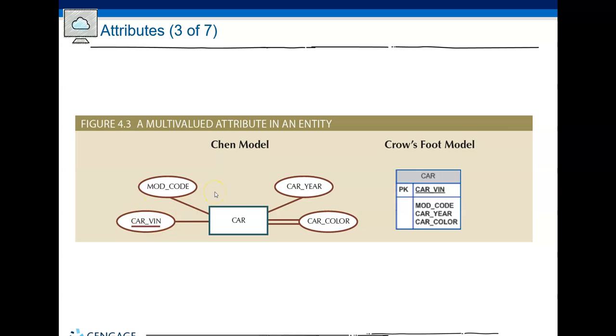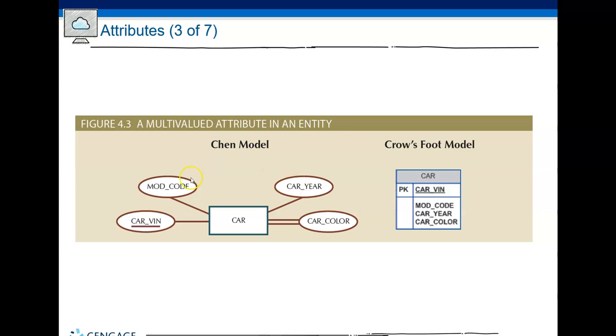Multi-valued attribute in an entity. I'm not sure what it's saying here. Maybe they're talking about car color, because a car can have more than one color. So this notation doesn't come up a whole lot, so don't worry about it. But I think that's what it's saying, because the car year is going to be one year. It's the year it was made, right?